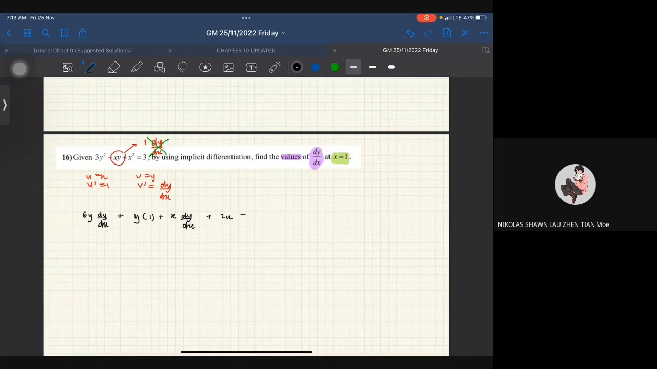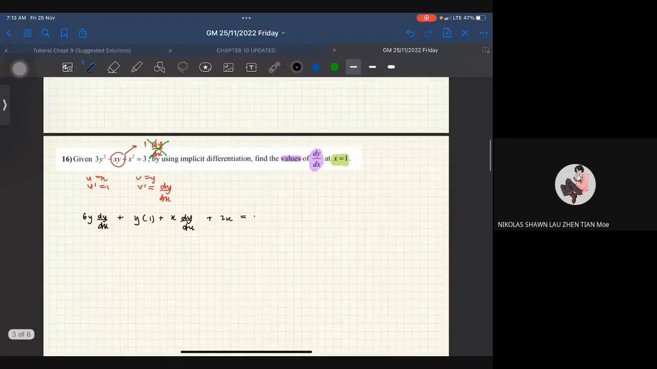Right, and then jangan lupa differentiate 3 juga. So differentiate 3, differentiate a constant, awak akan dapat kosong. Okay, so ingat saya punya pesan. Once you differentiate a component, a term, you need to differentiate the rest of the terms yang ada dalam awak punya equation. Okay, so let's say awak dah differentiate this one. So awak tak boleh tinggalkan yang ini dan yang ini tanpa differentiate. Dia mesti differentiate sekali semua.